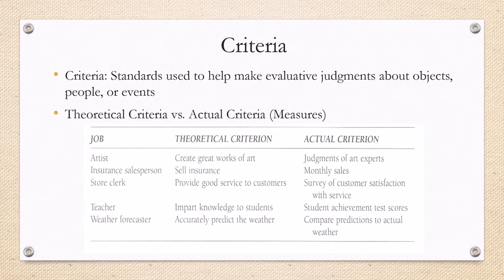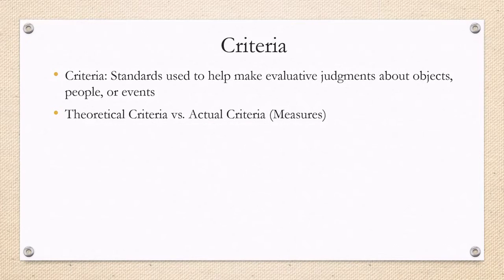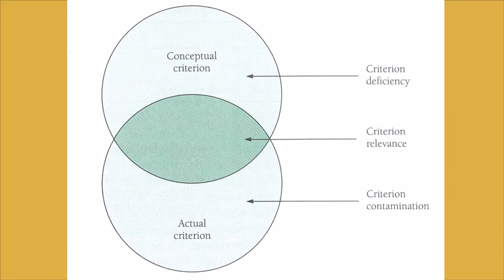Because the theoretical criterion is just that, theoretical, we don't really know how deficient or relevant or contaminated the actual criteria are. So we can look at the relationship between the actual criteria and the conceptual criteria. So let's look at this diagram.